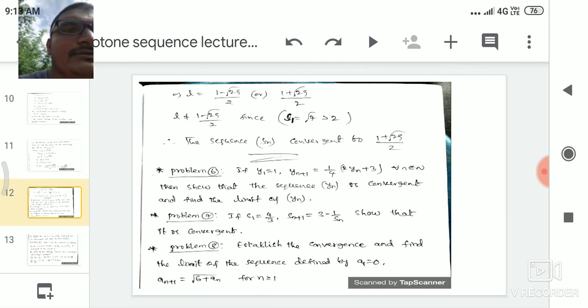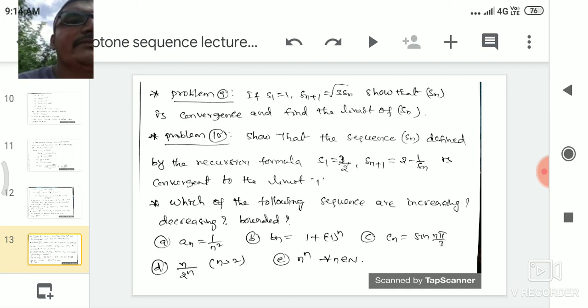So the 8th problem also: establish the convergence and find the limit of the sequence defined by a1 is equal to 0, and the given recursion formula a(n+1) is equal to root of 6 plus an for n greater than or equal to 1. Here n greater than or equal to 1 is nothing but n belongs to capital N. Capital N is nothing but the natural number set.